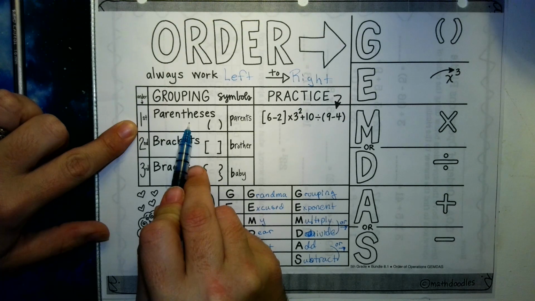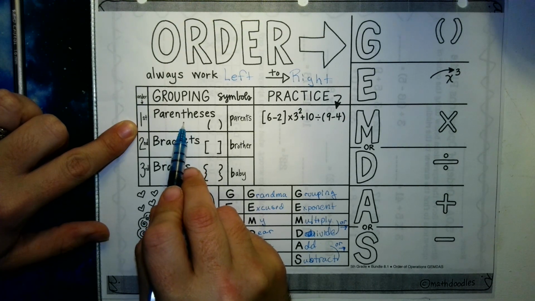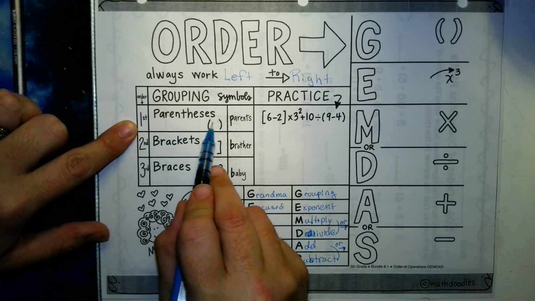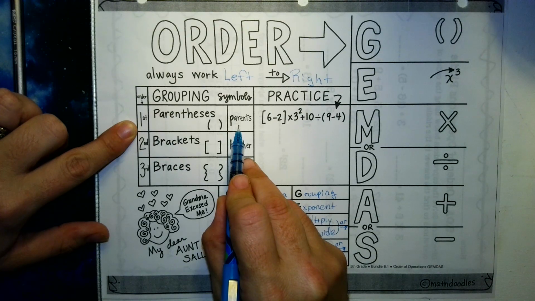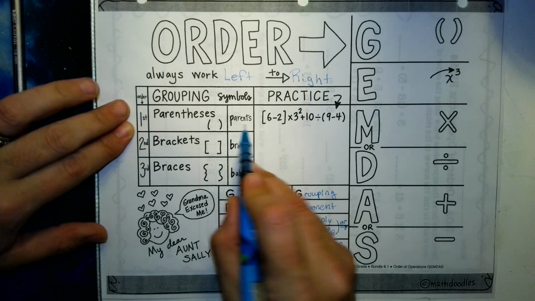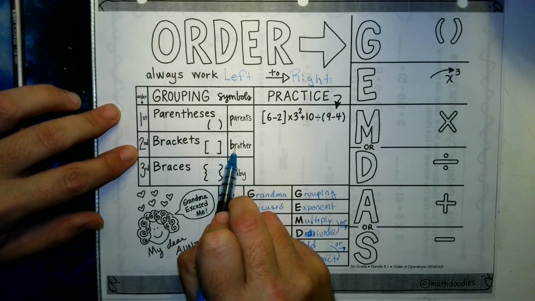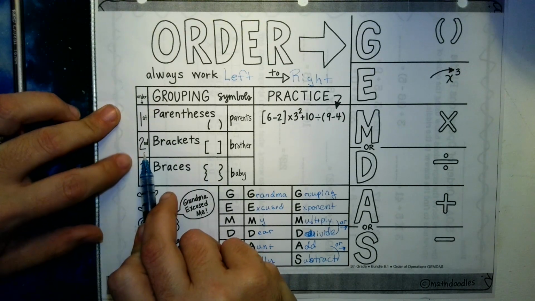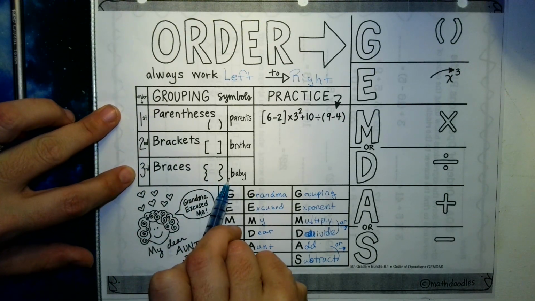This is where we used to use PEMDAS with the please excuse my dear Aunt Sally. This is what you're commonly known as. This is considered the parent. This is the biggest one. You always do it first. You then have brackets. We call it brother, it's second in command. And then we have braces, that's third.